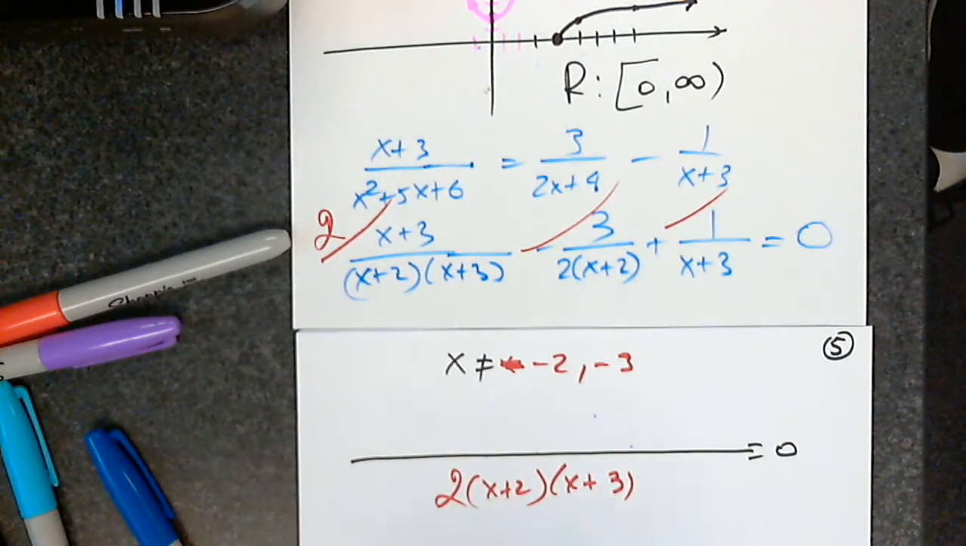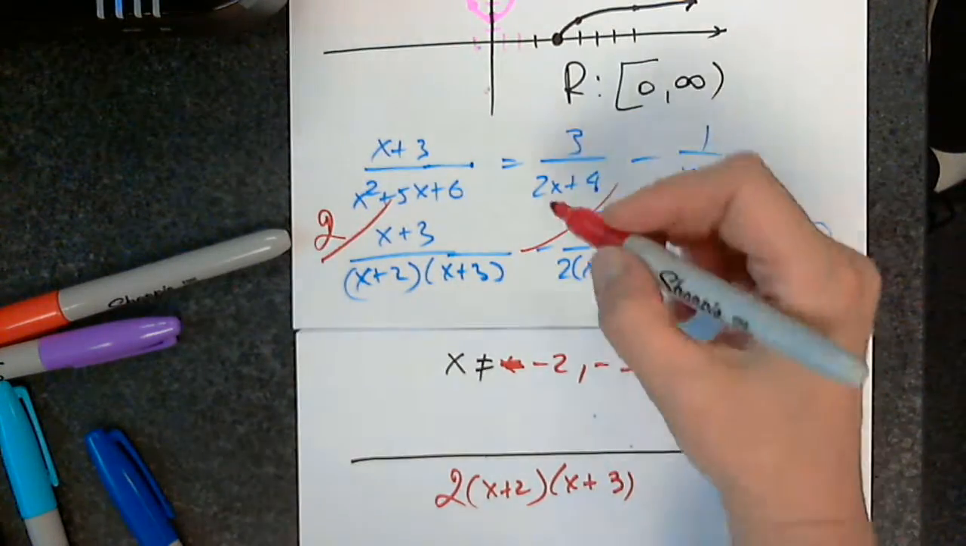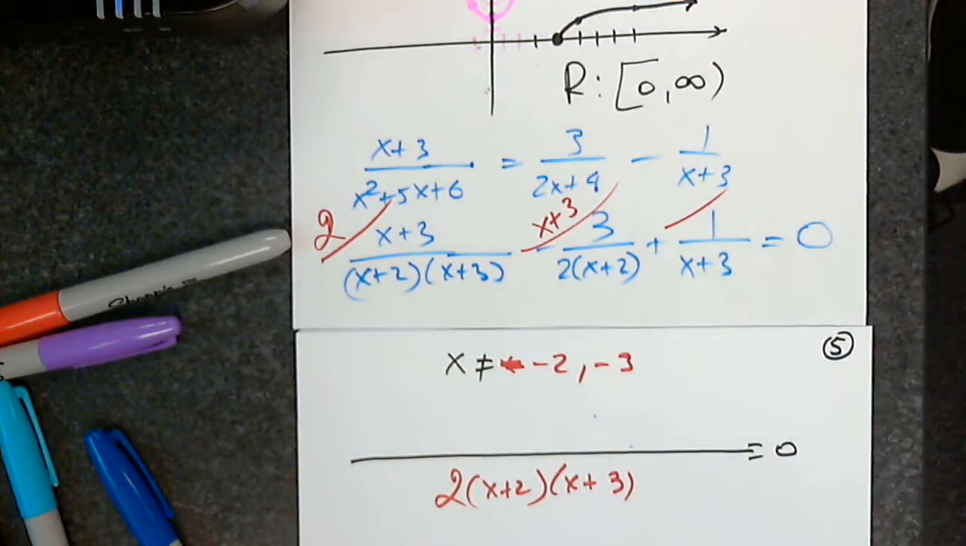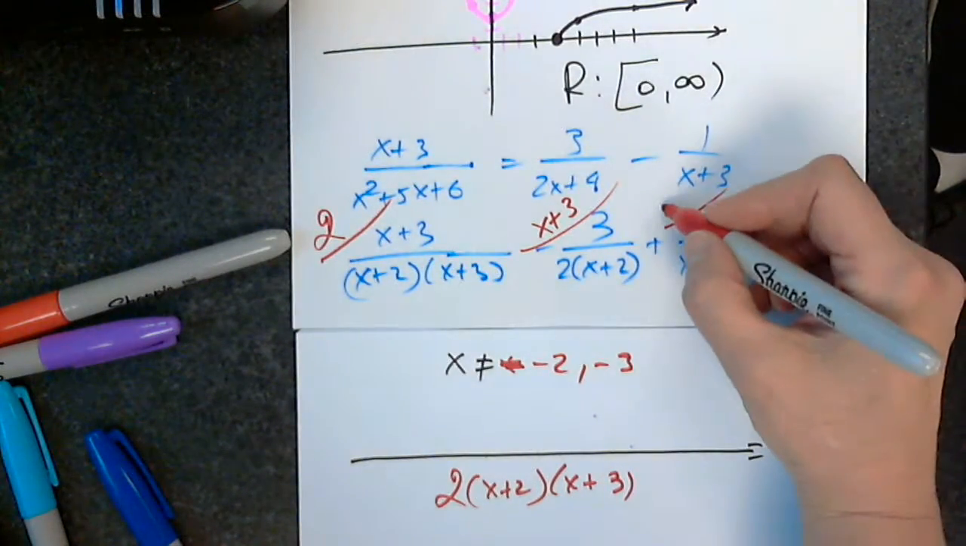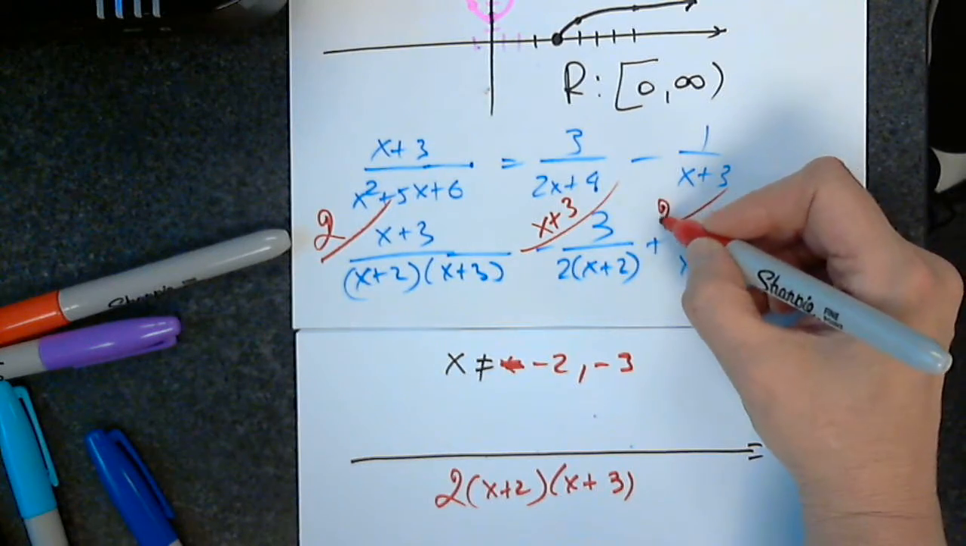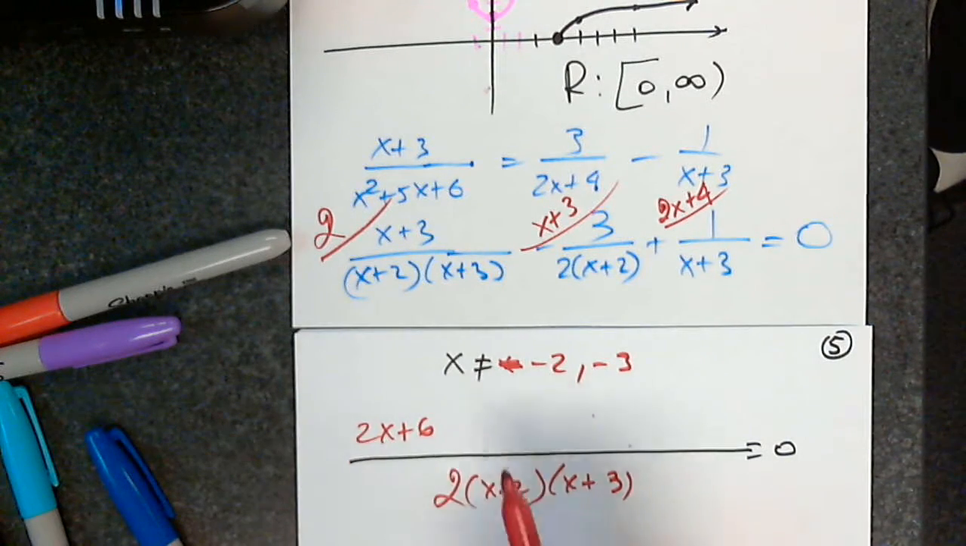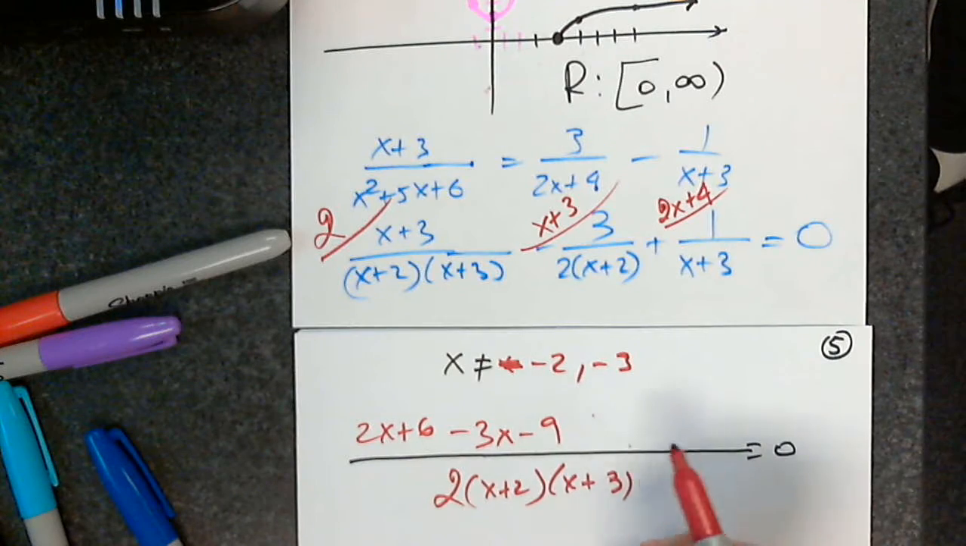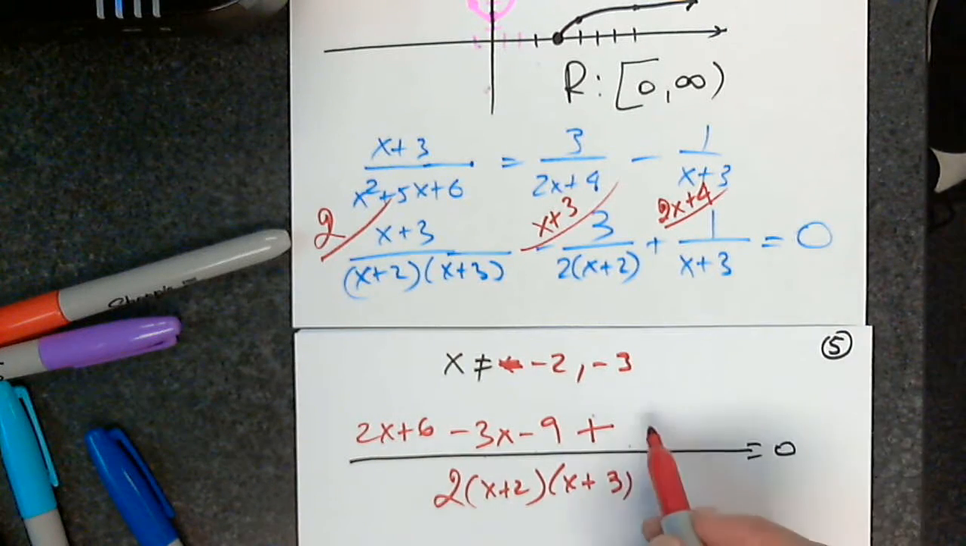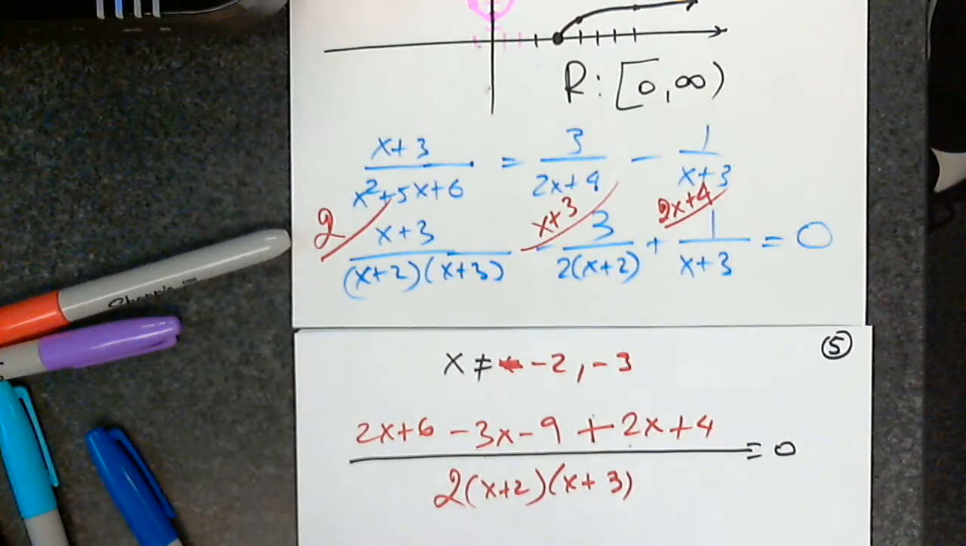Good. Now what about the middle one? Good. And the last one? 2x plus 2, but I'm going to write 2x plus 4. I'm going to already multiply it up there because it's easier. Good. So now can anyone dictate the numerator? 2x plus 6. Excellent. That's it. What do I do next?